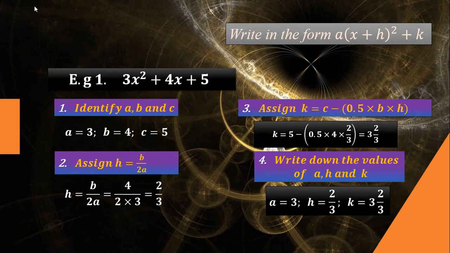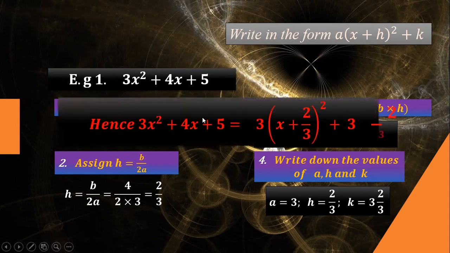Hey, everybody. All right, so I hope most people are taking this down. When you know what A, H, and K are, you can write this quadratic expression in this form. So it's going to look like 3x squared plus 4x plus 5 equals A, which is 3. It is a 3 here.